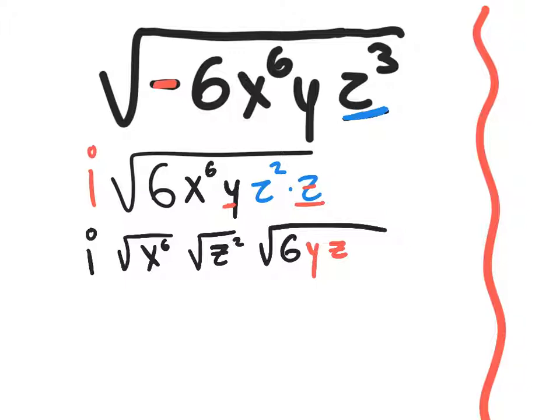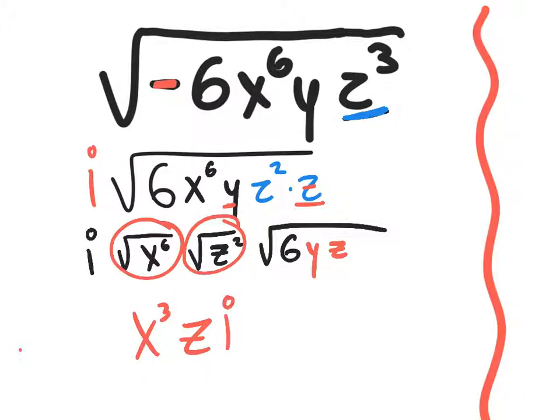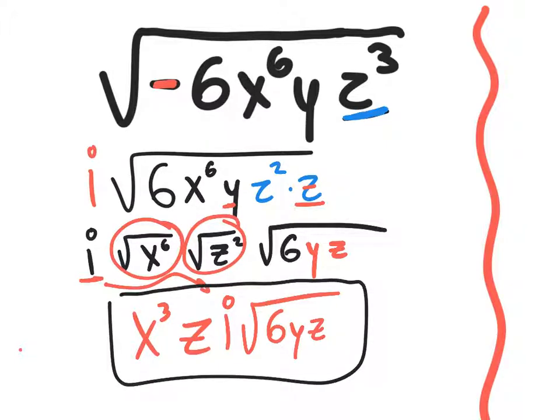And continuing, the square root of x to the 6th, that's just x to the 3rd. The square root of z squared, that's just z. The i, I'm going to put it after the letters, after the variables. This i, just put it over here. And then I'm going to bring down the radical 6yz. And that would be your answer right there: x to the 3rd, z, i, square root of 6yz.